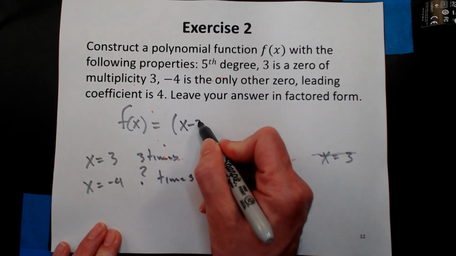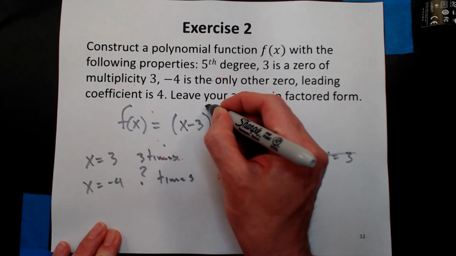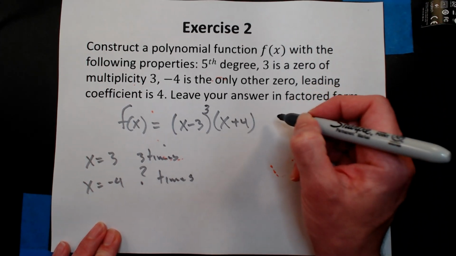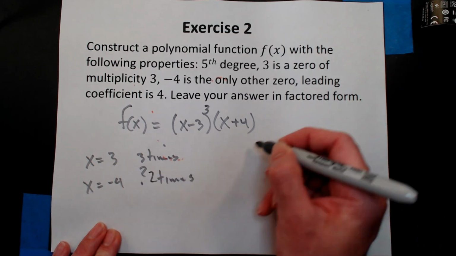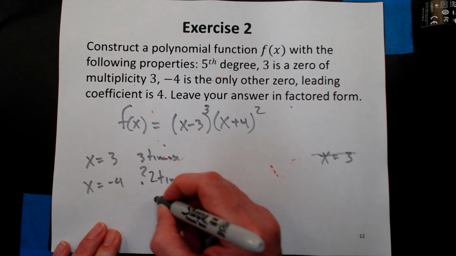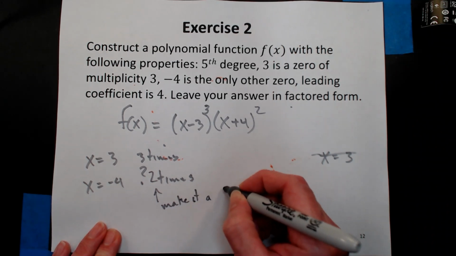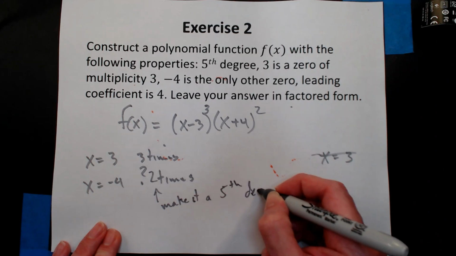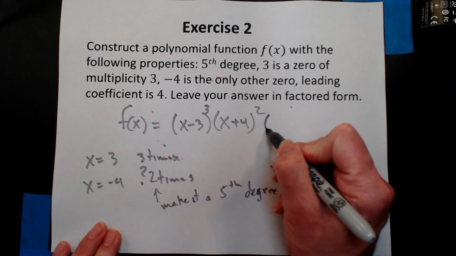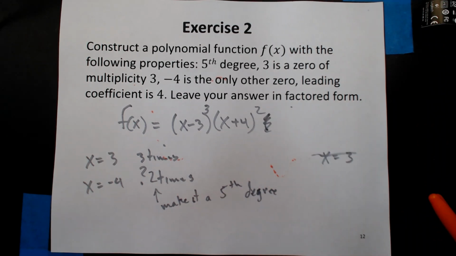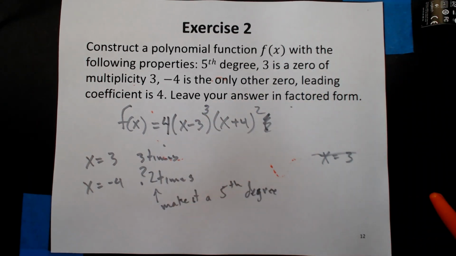So x minus 3 is a factor, and x plus 4 is a factor. This happens 3 times. And then here we don't know how many times, but we know it has to be fifth degree. And if it's fifth degree, this has to be 2 times to make it fifth degree. And then it said its leading coefficient, which I don't need another, is 4. So that 4 goes right here. So that's the leading coefficient.